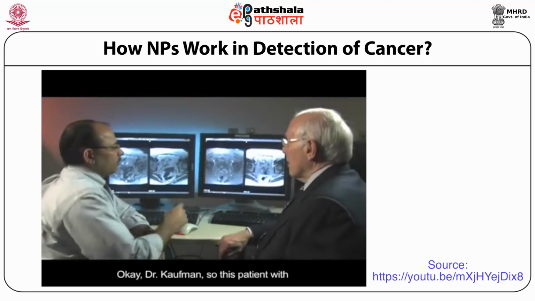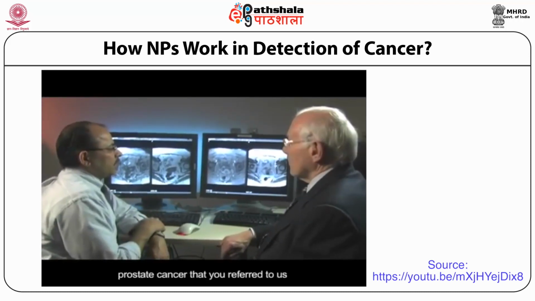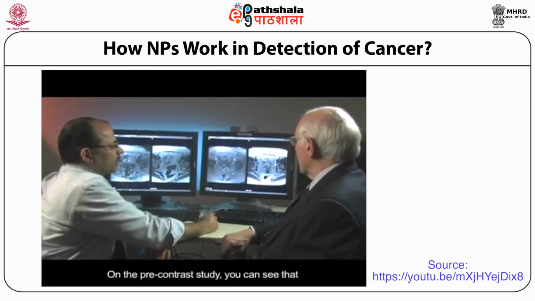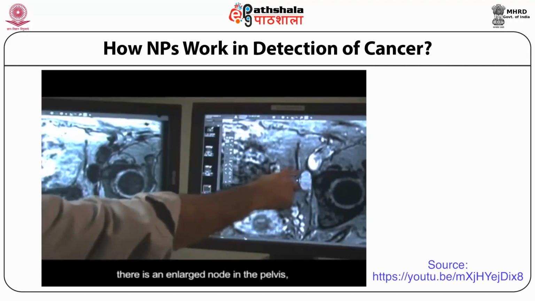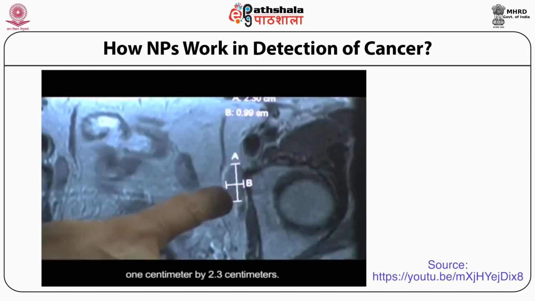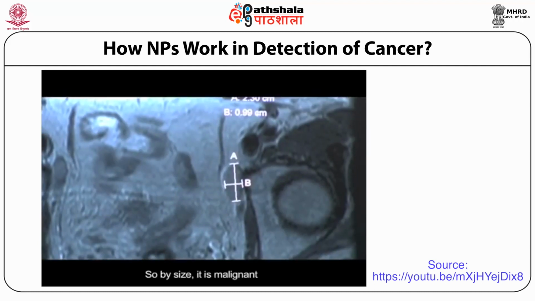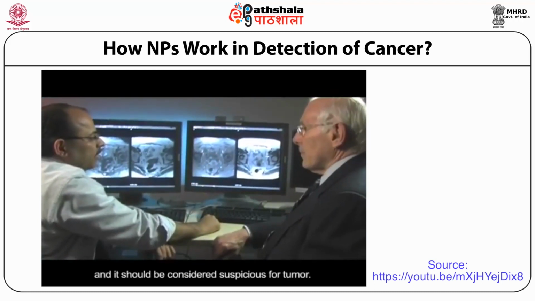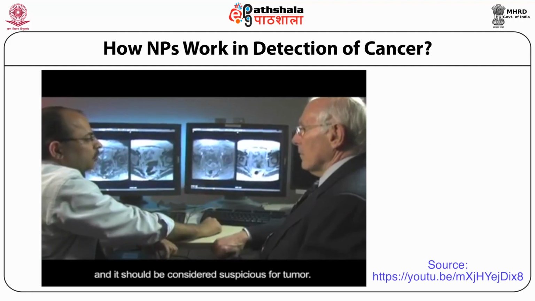Okay, Dr. Kaufman, so this patient with prostate cancer that you referred to us for nanoparticle exam, on the pre-contrast study, you can see that there is an enlarged node in the pelvis. And if you look at the size, it's about 1 centimeter by 2.3 centimeters. So by size, it is malignant, and it should be considered suspicious for tumor.